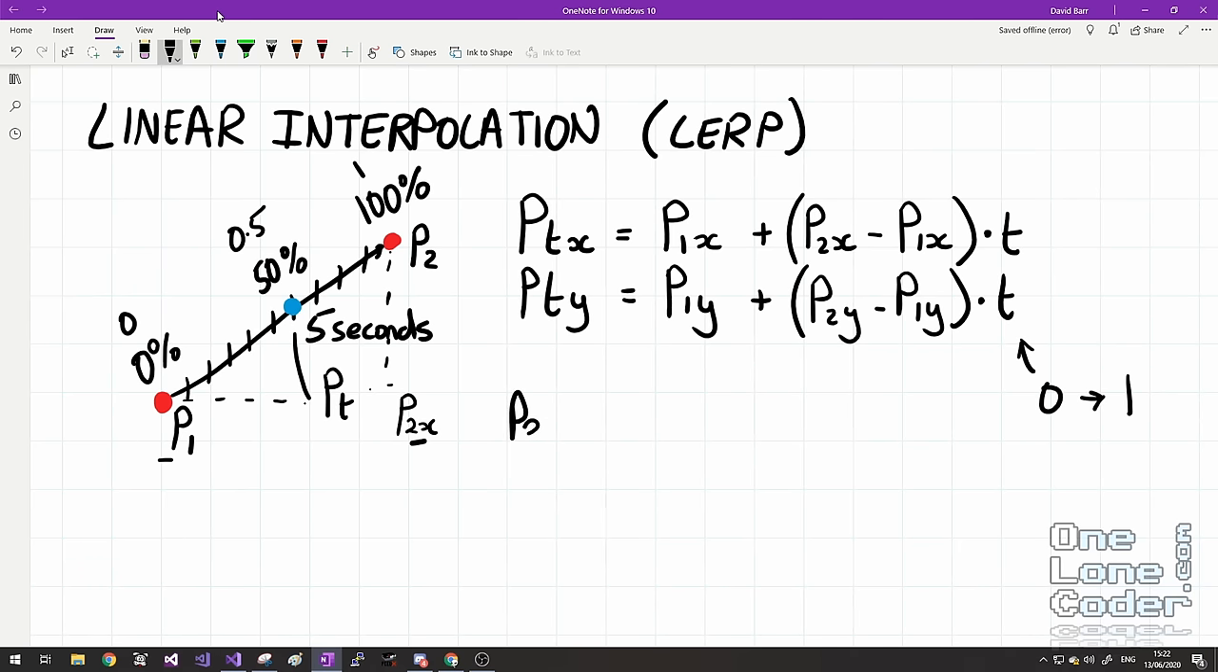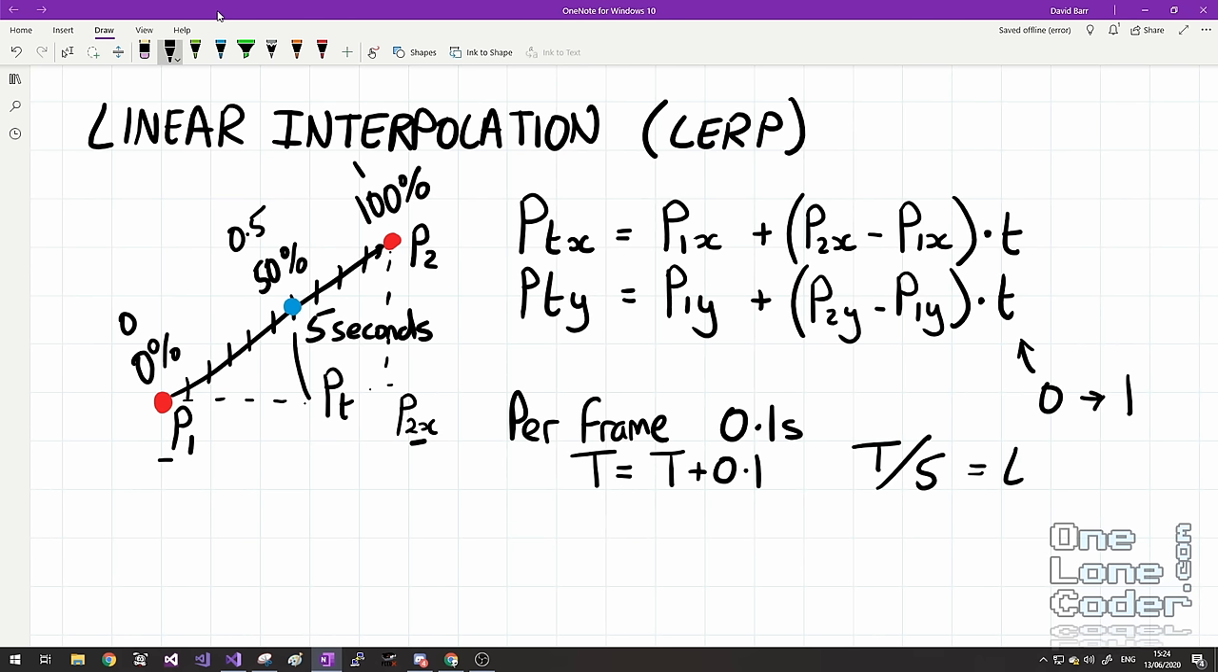Now, let's assume that per frame, 0.1 seconds of time passes. And since the start of the motion, I'm accumulating this time in capital T. I wanted the whole motion to take 5 seconds. And therefore, I'll express T over 5 as being the percentage that controls my parameter little t in my linear interpolation equations. I've taken the rather odd approach of introducing linear interpolation in 2 axes.